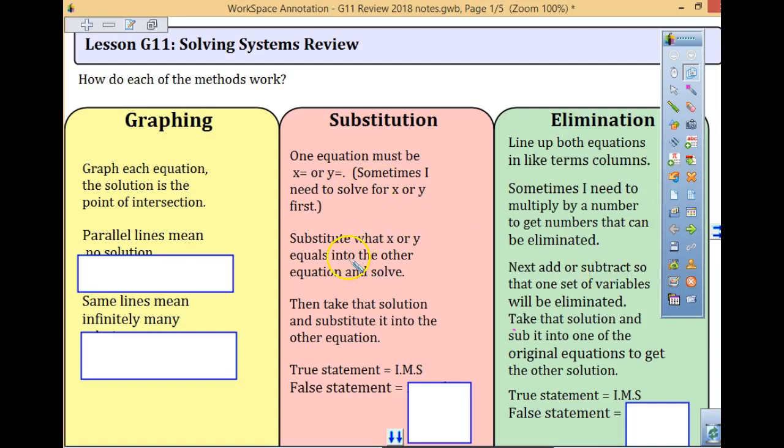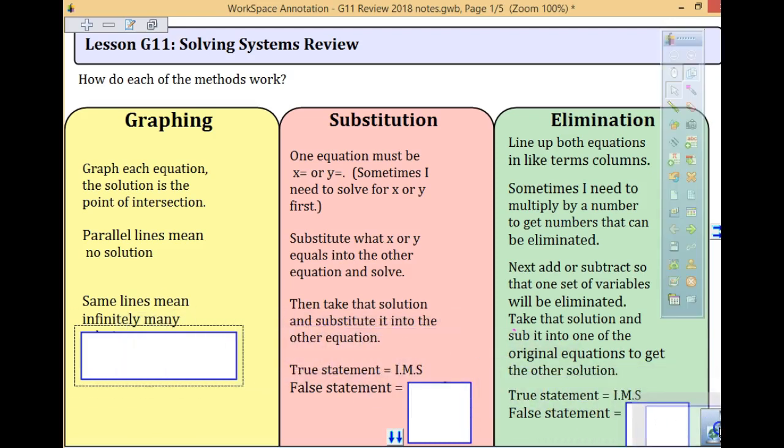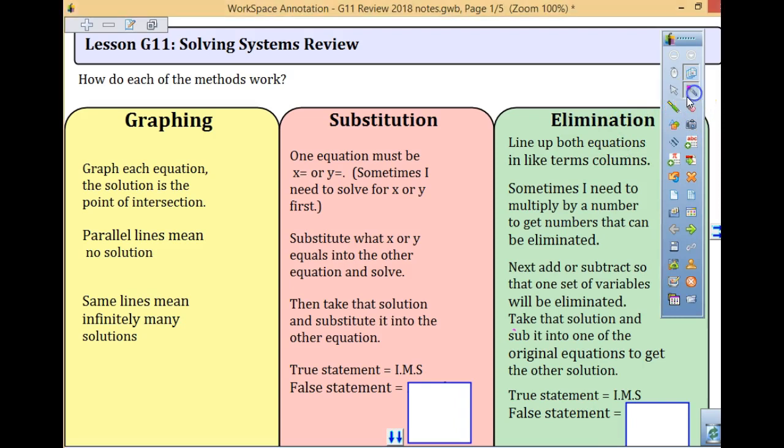Okay? So, if we are graphing and you have parallel lines, that means that we are going to have no solution. If you have the exact same line, you are going to have infinitely many solutions. That's how we're going to write that. Okay? Infinitely many solutions. So in your boxes, you are filling in no solution and infinitely many. Same line.